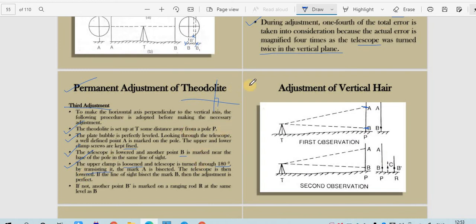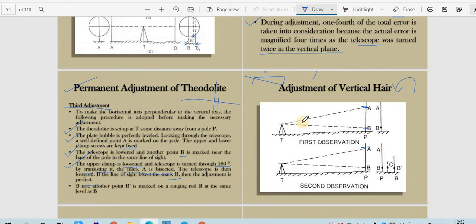Okay, by transiting it. Transiting means you are turning the telescope in this way, not in the horizontal plane but in the vertical plane. Then the mark is again bisected at A. After transiting, you are turning the telescope and then again you are marking point A, and you are again marking at point B. The telescope is then lowered. If the line of sight bisects exactly B, then the adjustment is perfect.